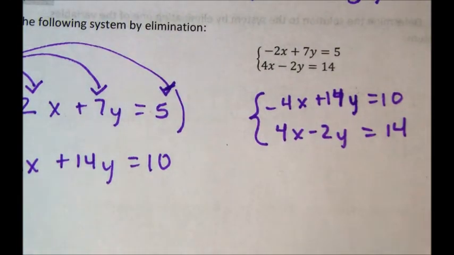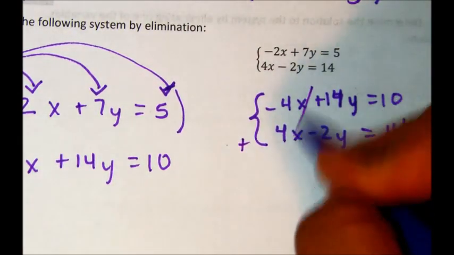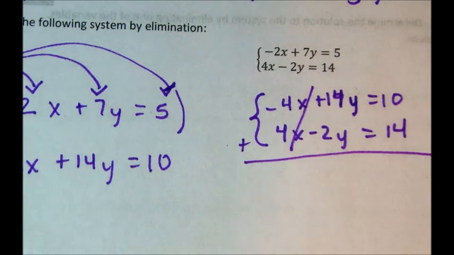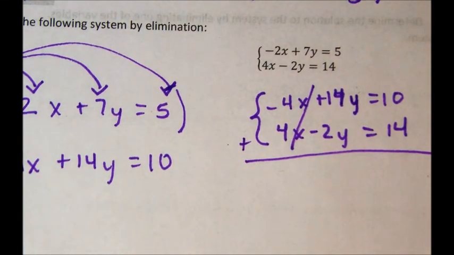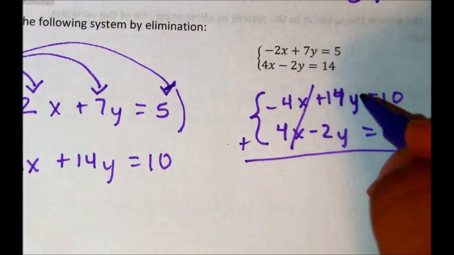So now that we have this system, it's clear to us that we're going to add negative 4x plus 4x, and which variable will be eliminated. When I add them, my x term is going to be eliminated, and we can then begin to determine the solution to this system. So I'm going to continue to simplify.